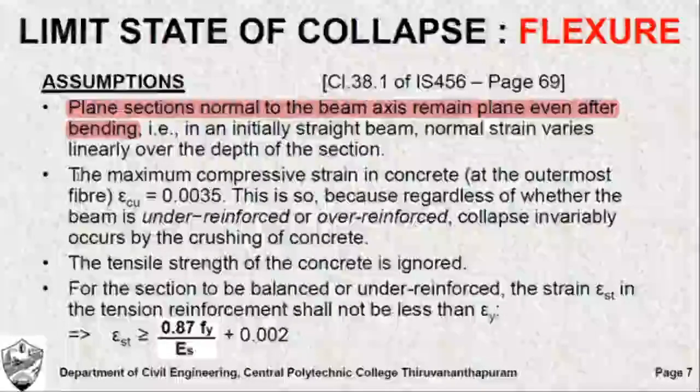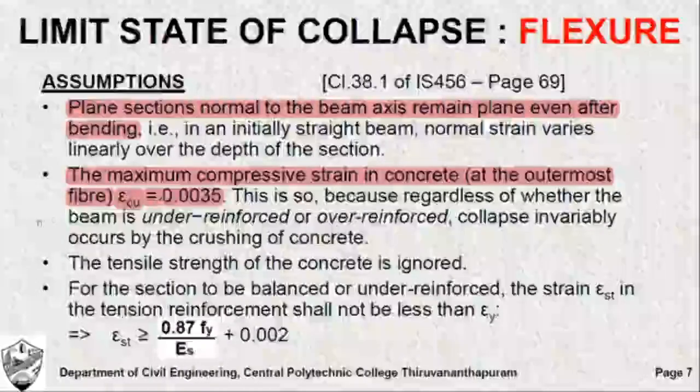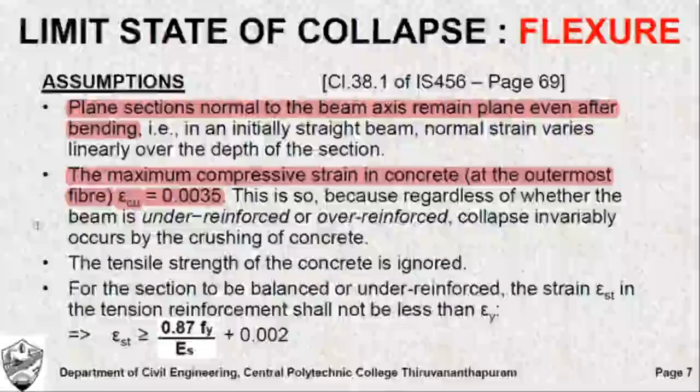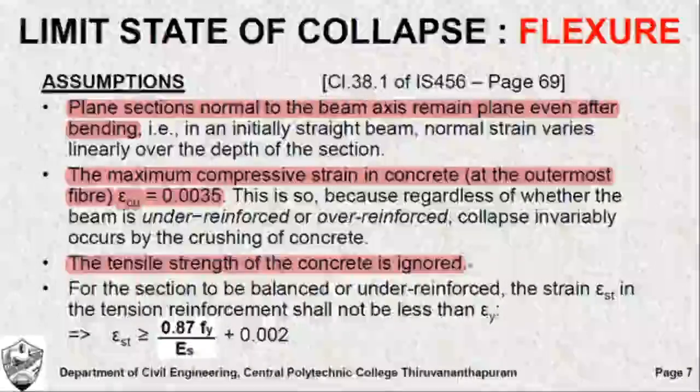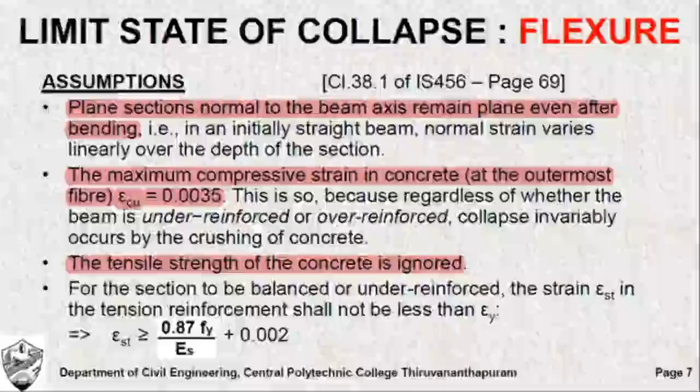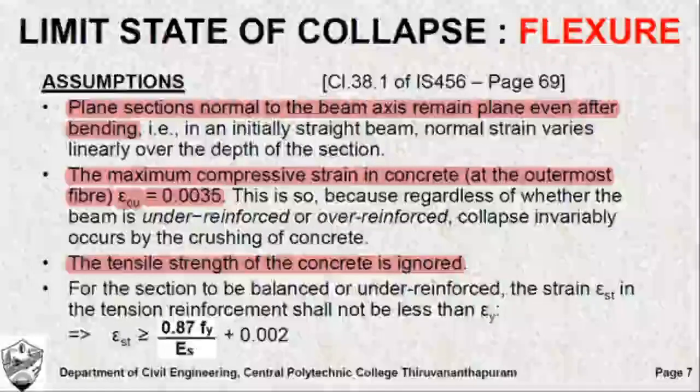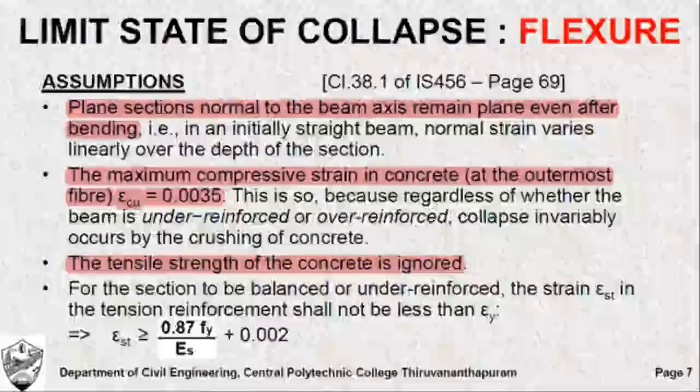Now coming to the next one, the maximum compressive strain in concrete is equal to 0.0035. Now the next one, the tensile strength of concrete is completely ignored because we are supplementing with the material steel. Steel is being used to resist the moment on the tension side. So we completely neglect the effect of concrete on the tension side.